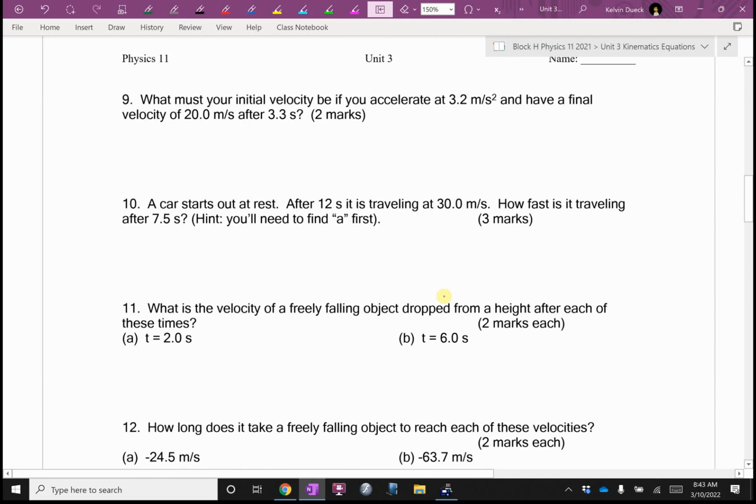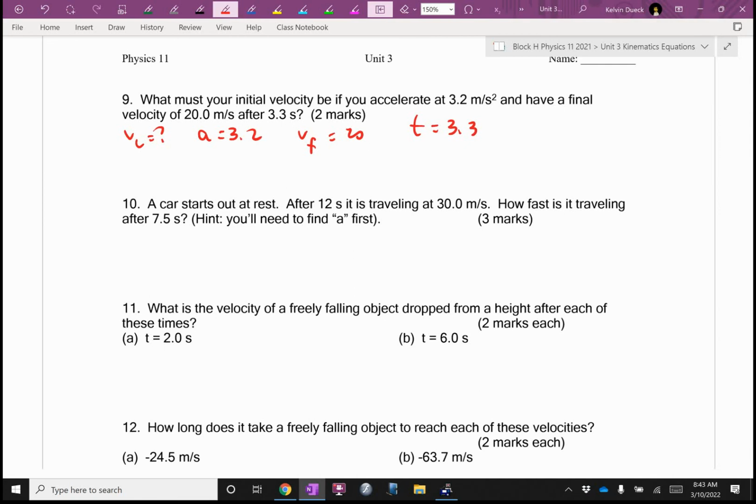Number 9, what must your initial... Oh, I guess this wants me to find VI. It looks like A is 3.2. It looks like VF is 20. It looks like T is 3.3. I'm still using VF equals VI plus AT. I tried to come up with basically every possible version of using that equation.